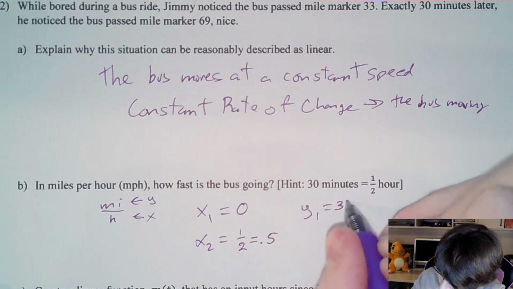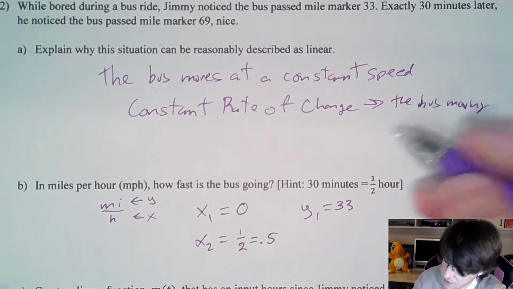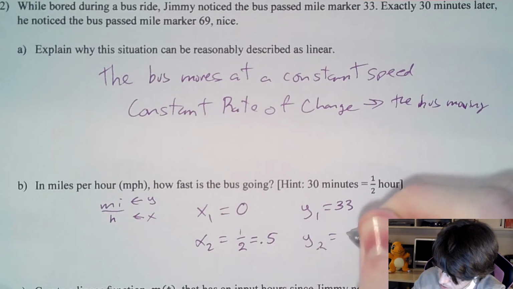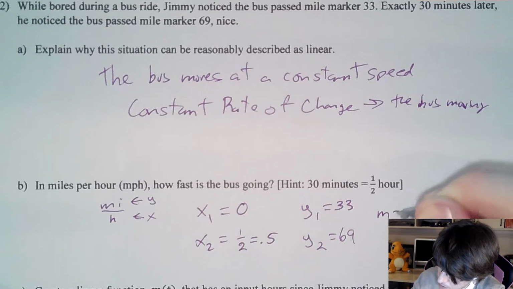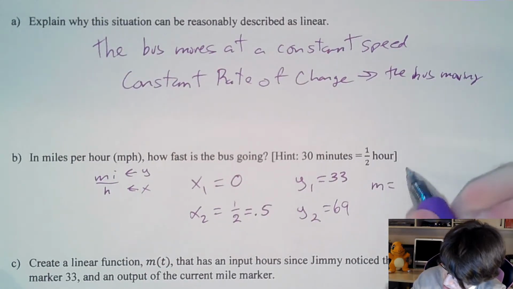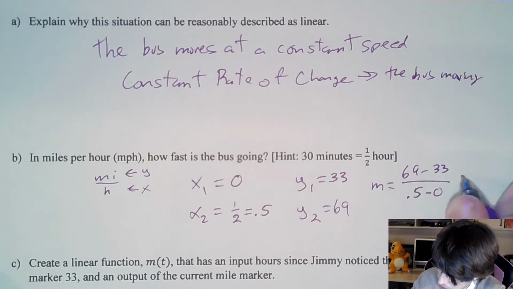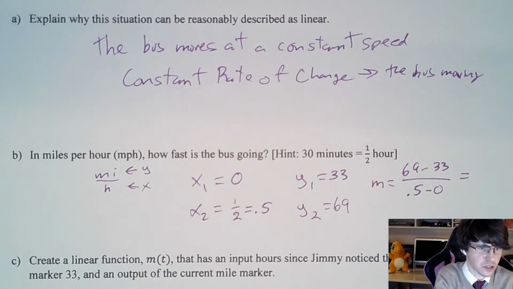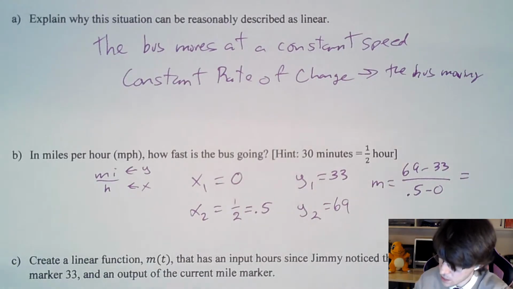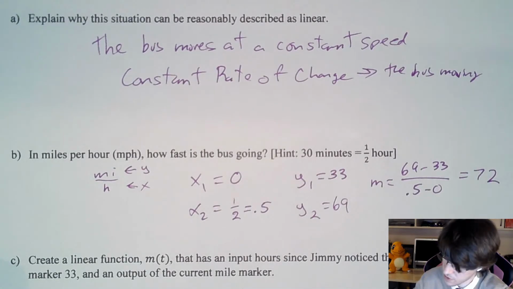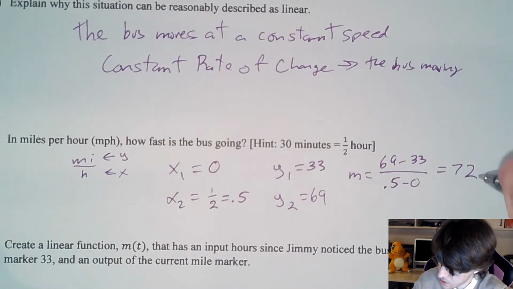y1 is our first mile marker, 33, and the second mile marker there is 69. So m equals 69 minus 33 over, and again, I think decimals are more appropriate on this question, 0.5 minus 0. If you plug that into a calculator, whatever you decide to use, what do we get? Looks like this is exactly 72. So this is exactly 72 miles per hour.